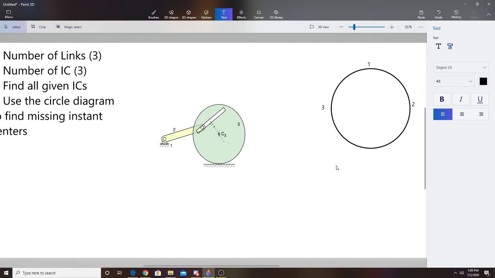And like I said, due to it only having 3 links and 3 instant centers, we do not have a second triangle. There's only one, right? So all of these must be known off of the beginning. It also falls under the link rules that we talked about at the beginning, because if you remember, for any 3 links, there are 3 instant centers. And so we can pretty much solve this one right away.